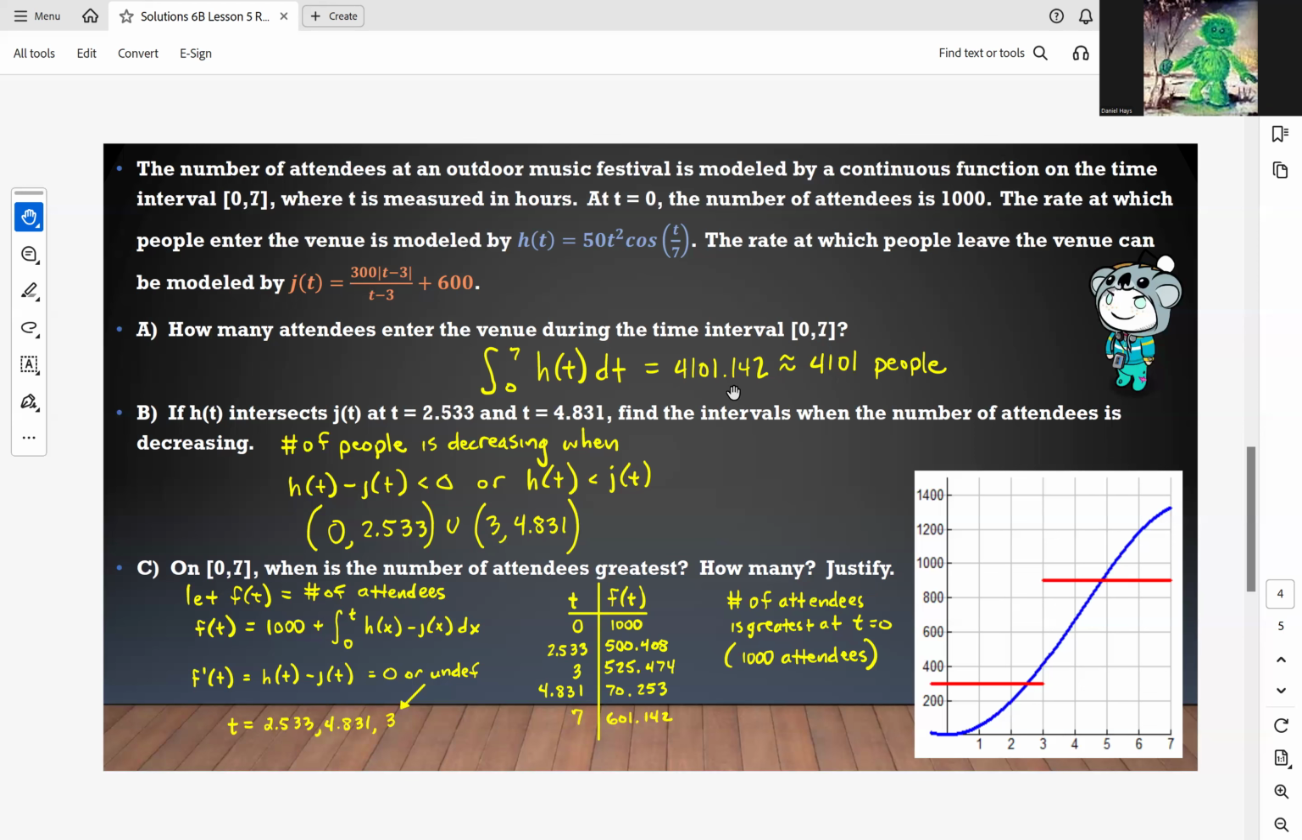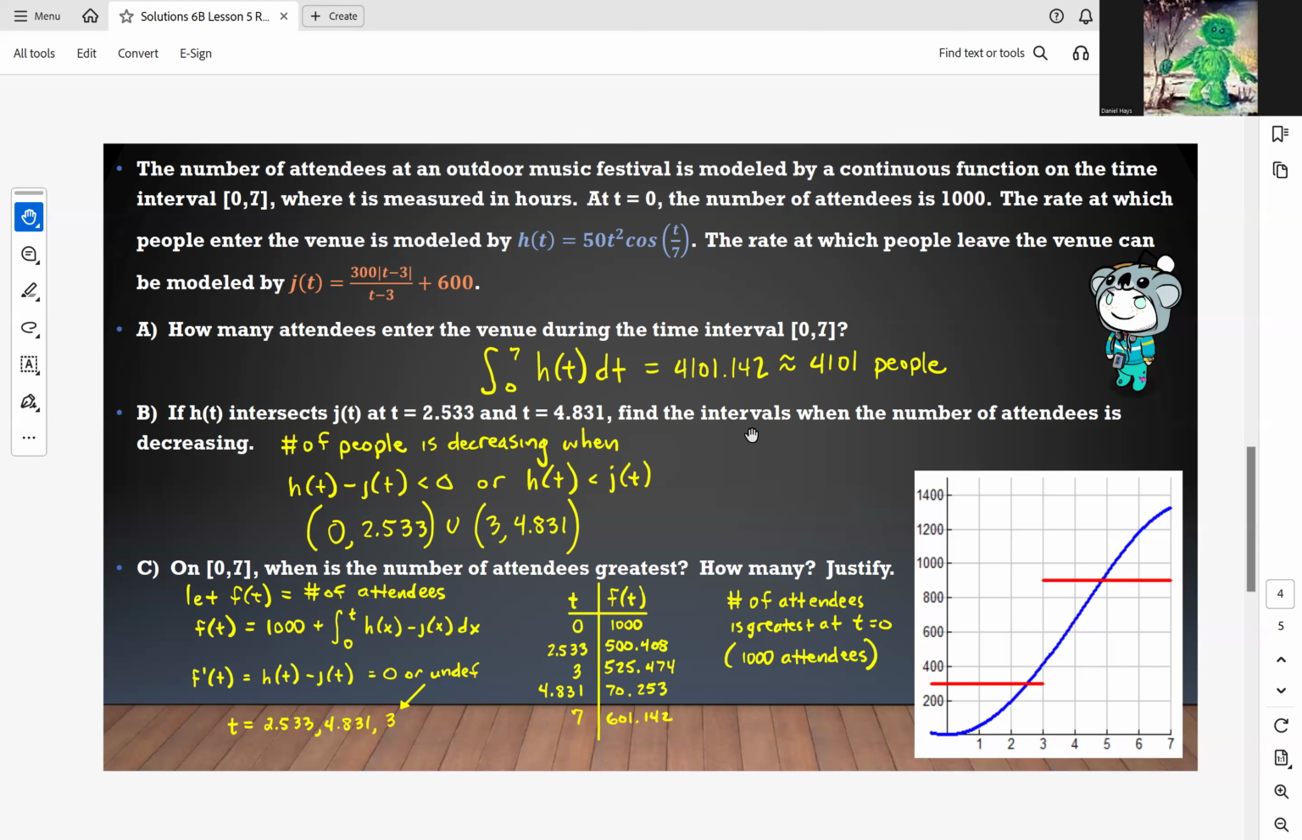But don't take my word for it. This is good practice for you to check on your calculator that you're getting the same result here. So yeah, that's the part A. Part B, we are given the exact, or pretty close to exact, t-values of the intersections we see in the graph. That's going to be helpful.